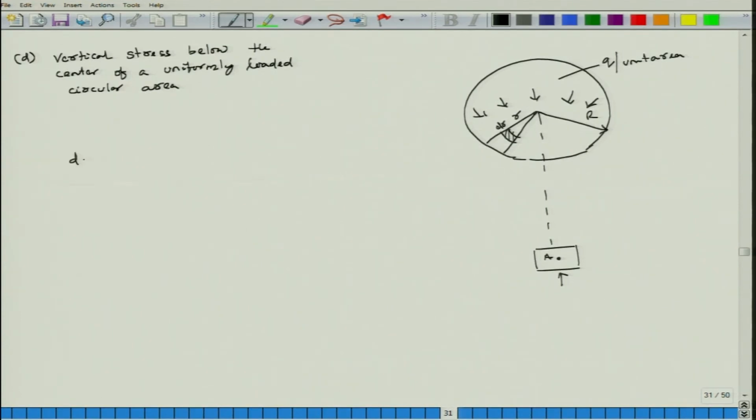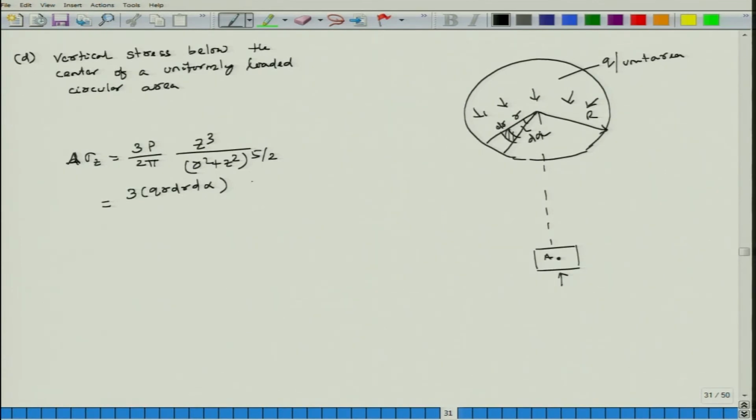You can start with d, or maybe delta sigma z is equal to 3p by 2 pi, then it will be z cube by (r square plus z square) to the power 5 by 2. Then here 3p will be 3 into q r dr d alpha. So this is your dr and this angle is your d alpha. What happens? Small load intensity q over the area dr and over the angle d alpha has to be integrated.